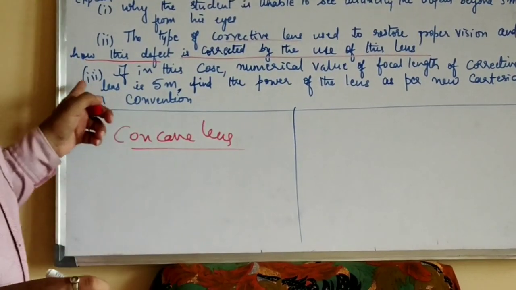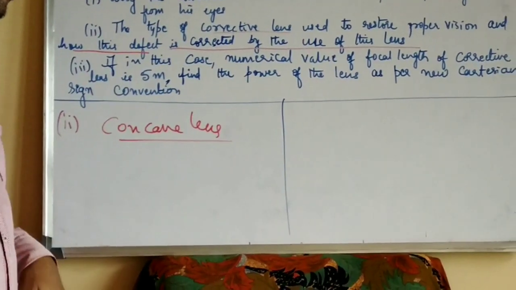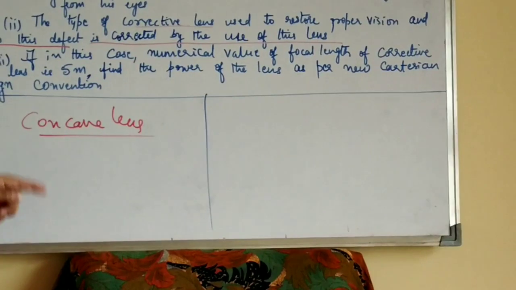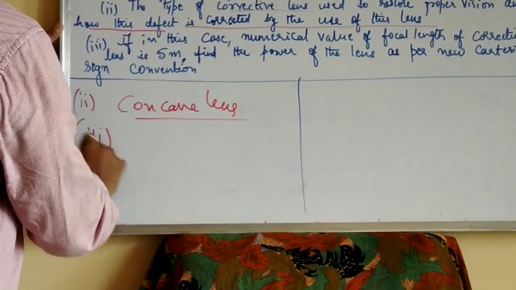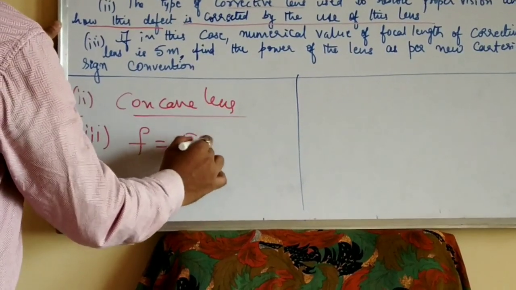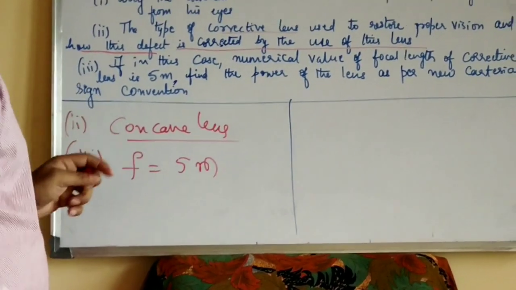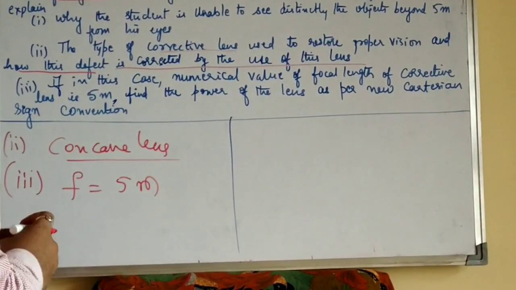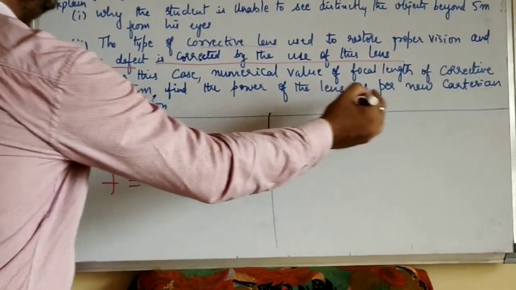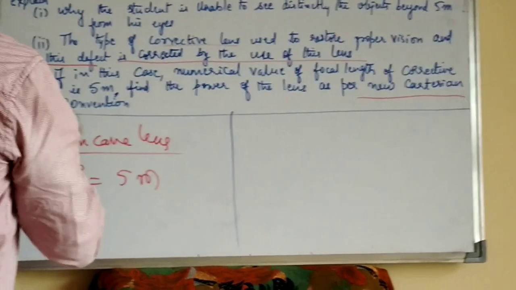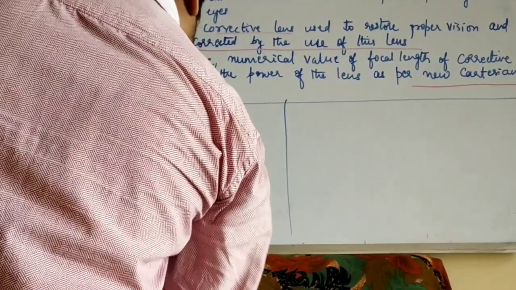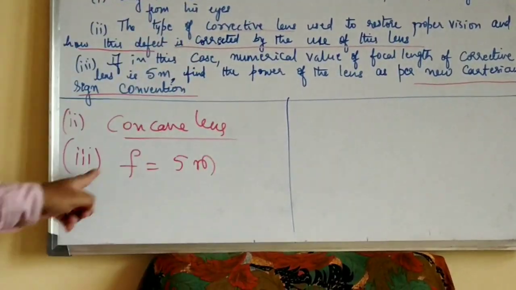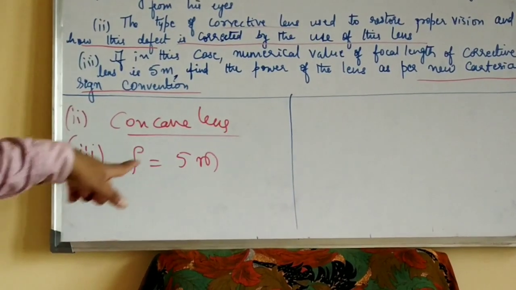Okay. Now third one: if in this case the numerical value of the focal length of the corrective lens is 5 meter, that is, the numerical value of the focal length is given as 5 meter, now find the power of the lens as per the new Cartesian sign convention. So here the focal length is given as 5 meters.